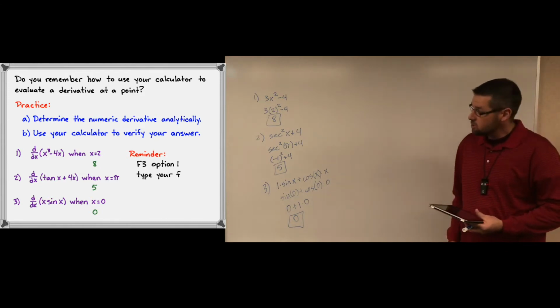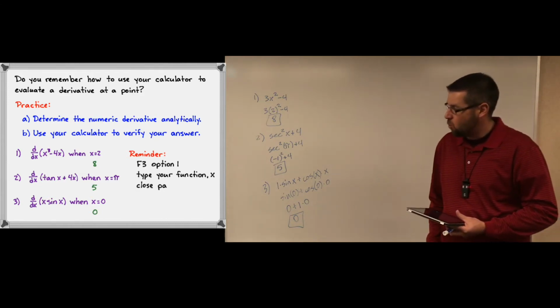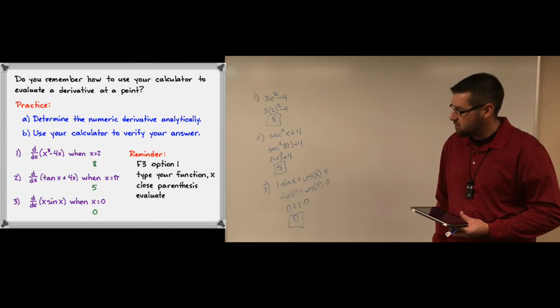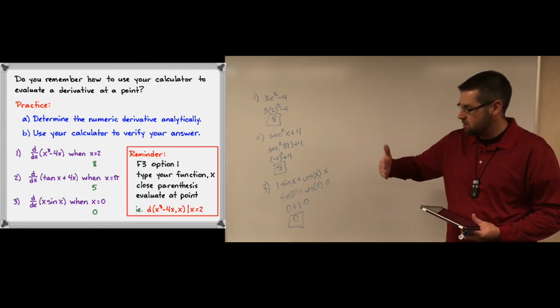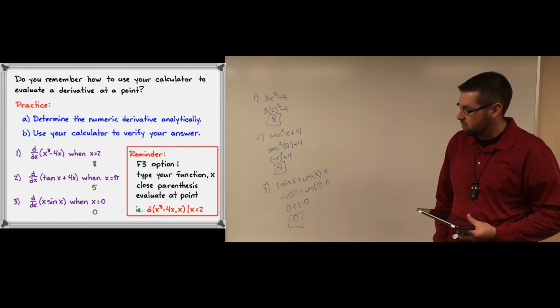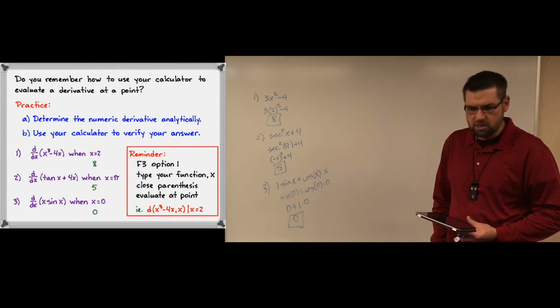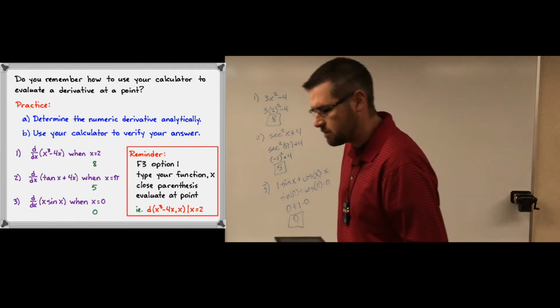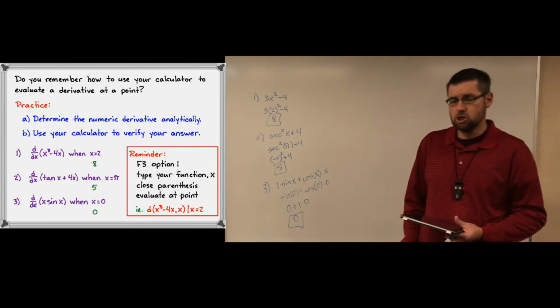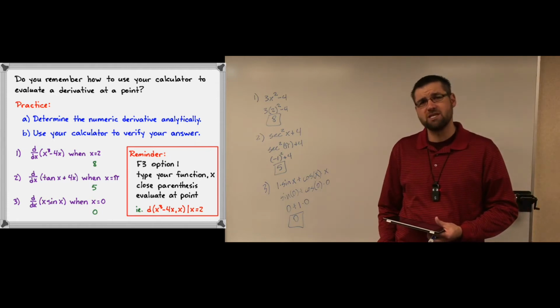Okay. So just a refresher, F3 option 1, type the function in, then comma x, close the parentheses, and then you hit the evaluate button, and then x equals whatever. Or, what's the other thing? What'd you say? Second and 8? So for those that are listening at home, this is for the TI-89.